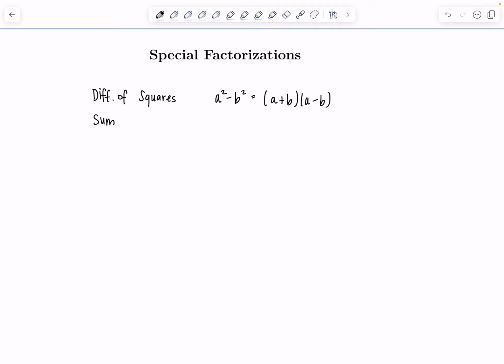Just so you know, a sum of squares does not factor, it's prime. A squared plus b squared, nope, doesn't factor, it is prime. Also, we have perfect square trinomials.